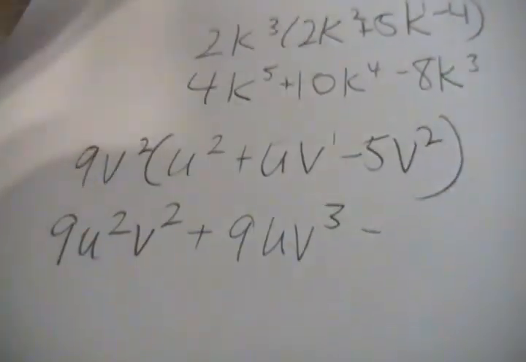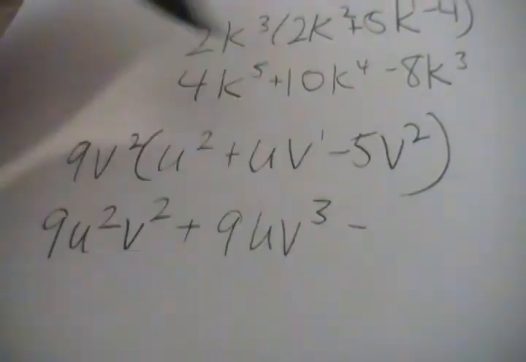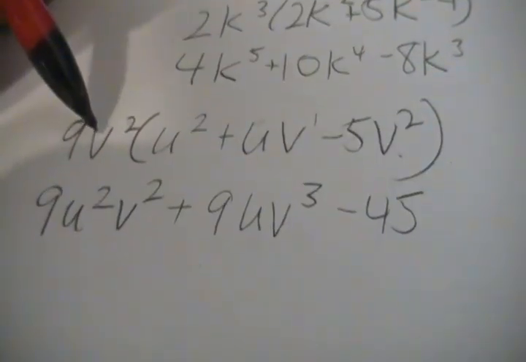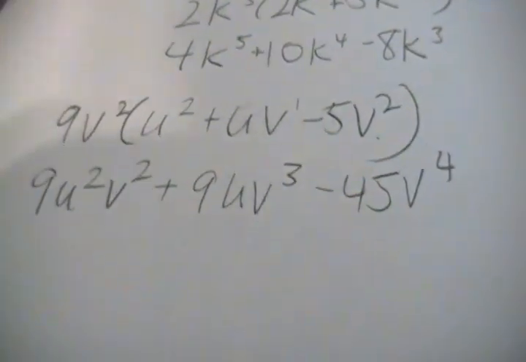Okay, minus, alright, 9 times 5 is 45. Okay, now we can combine these v's, right? So v squared times v squared is 2 plus 2, so it's going to be v to the 4th power.